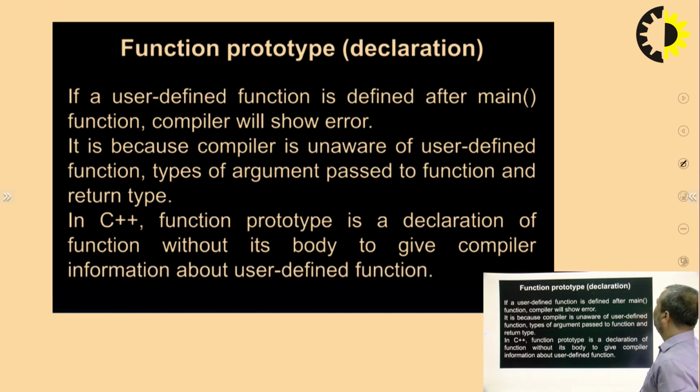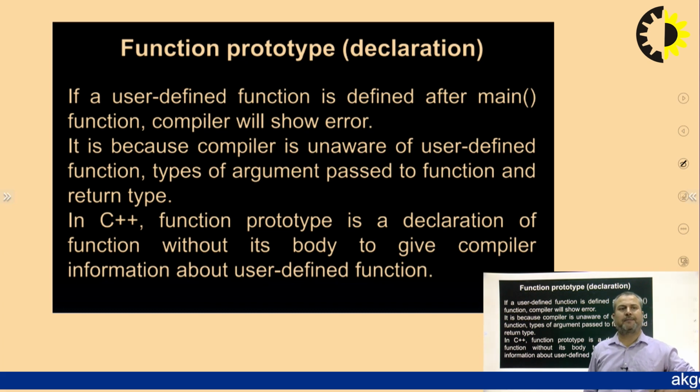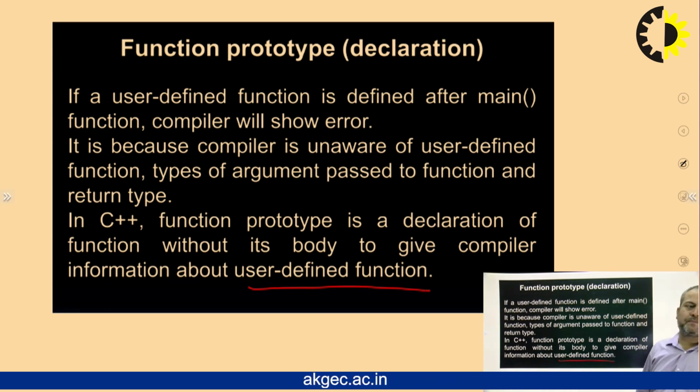For the function declaration, just as a variable must be declared before use so that the compiler knows its type, similarly before using a function we have to declare it, and that is called the prototype. In the prototype we mention the return type of the function, the name of the function, and the parameters or arguments of the function: how many arguments, their data types, and so on. In C++, a function prototype is a declaration of a function without its body, to give the compiler information about user defined functions, so that the compiler knows how many user defined functions are in the program.